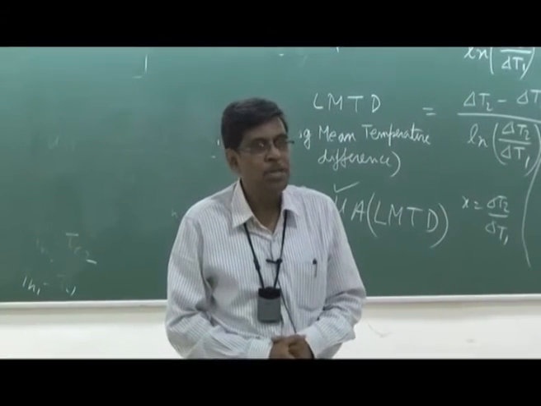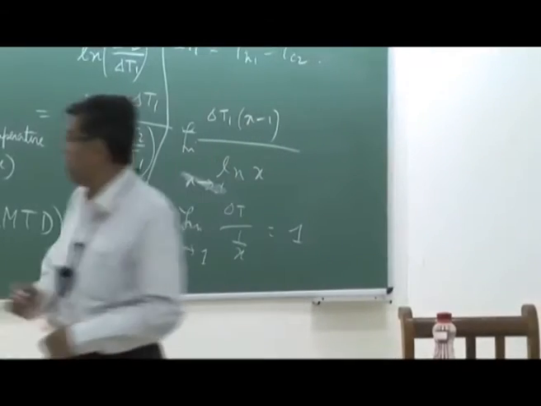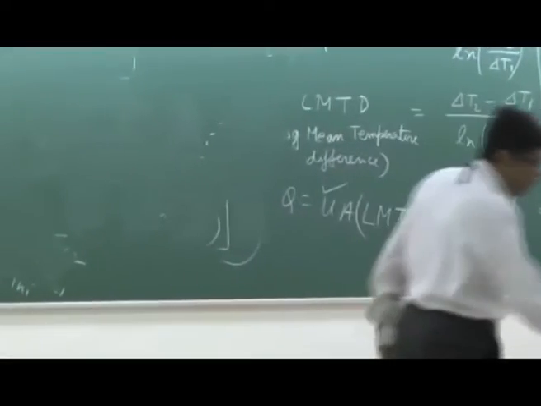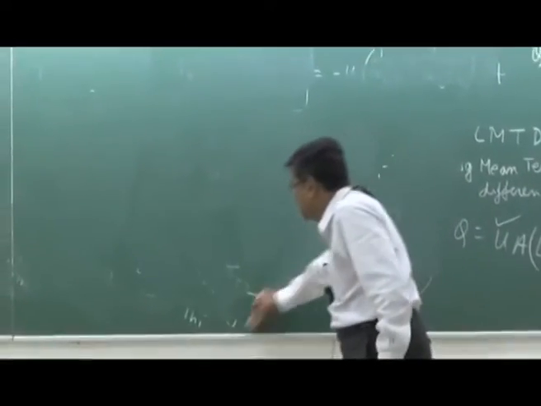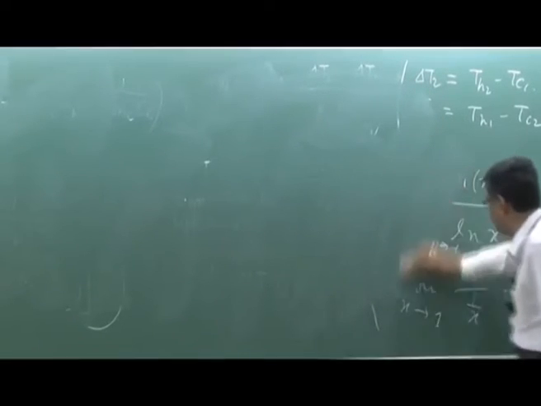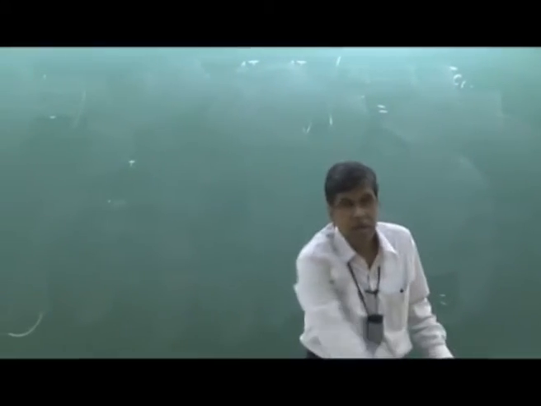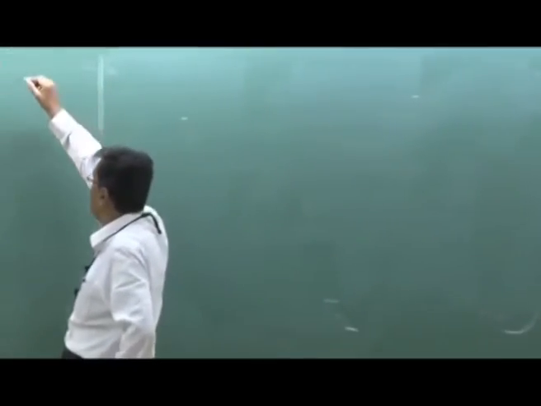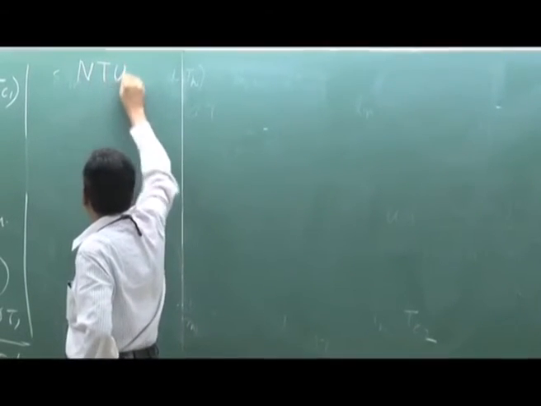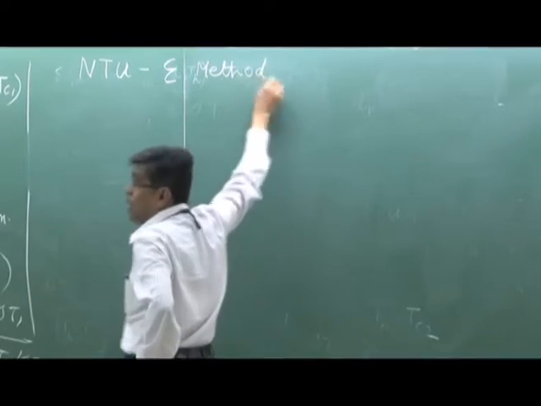Then two scientists, Kays and London, two stalwarts in the field of heat transfer, found out another suitable method for this type of problem, where sizing is given, that means surface area is given, and we have to rate the heat transfer in terms of its heating and cooling load. That means we have to tell what are the outlet temperatures of the hot and cold fluid. And this method, which was found by Kays and London, is known as the NTU epsilon method. So LMTD is one method, another method is NTU epsilon.